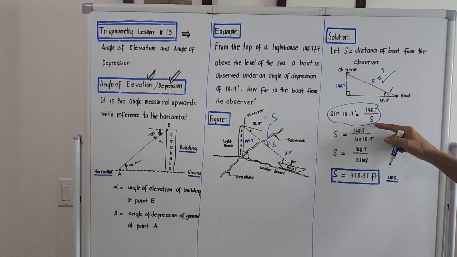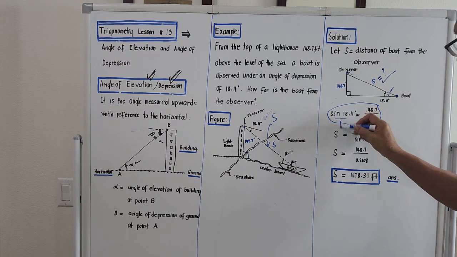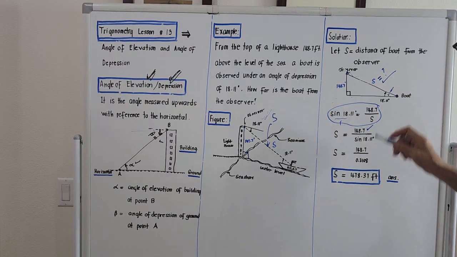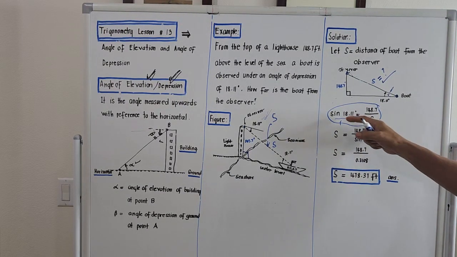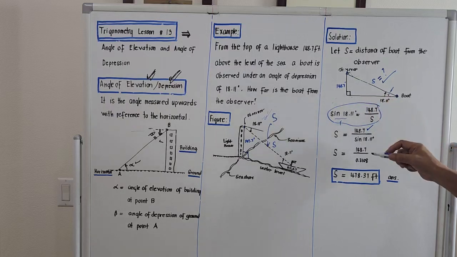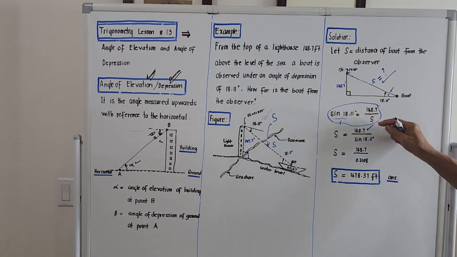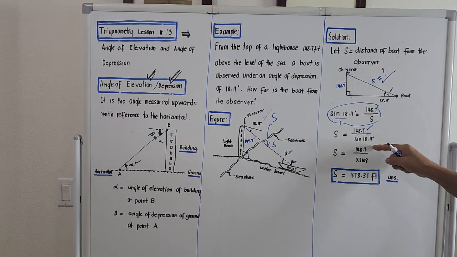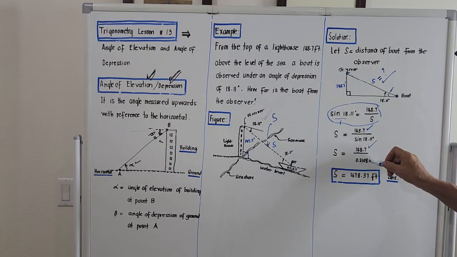Solving for S, this is over 1, right? 1 times 148.7 will be 148.7. S times sine of 18.11 degrees will be the product. So if we try to compute for S, we'll take this sine over here, right? And this should be 148.7 over 0.3108.